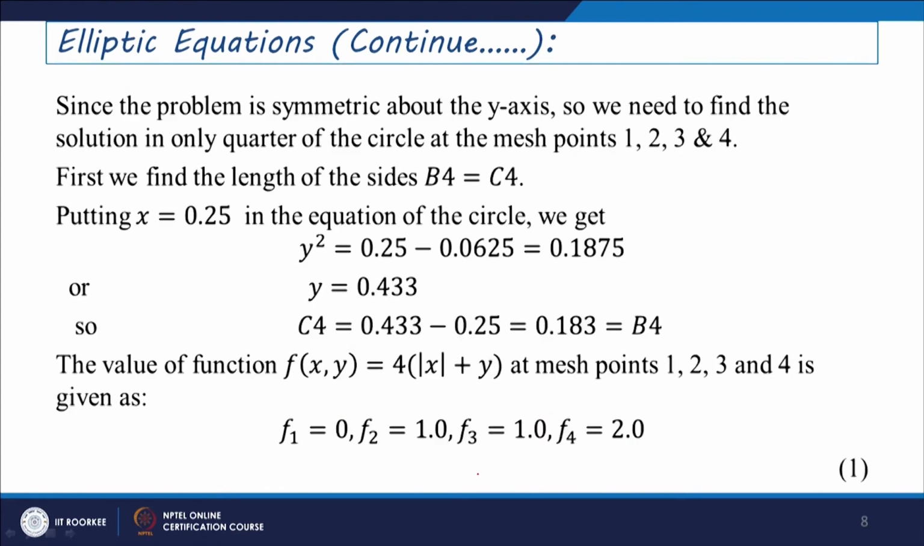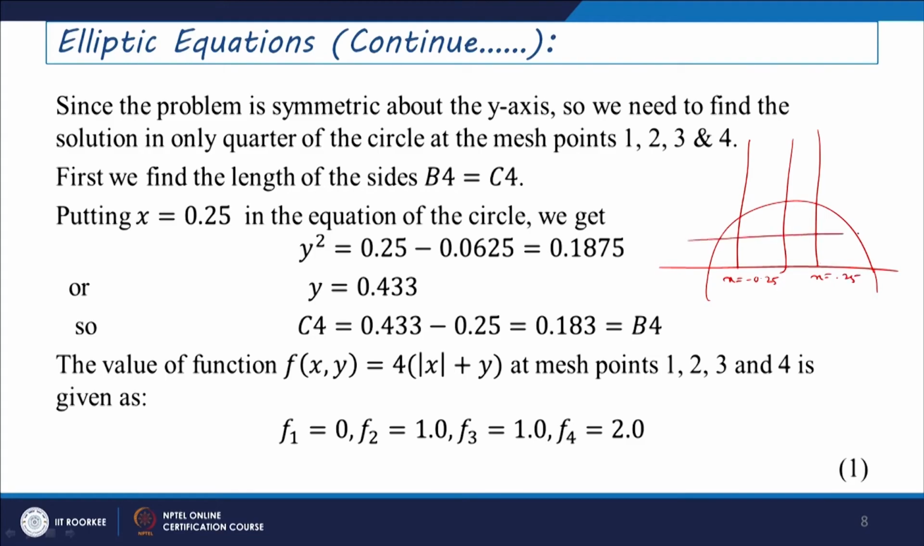If you go for the calculation of this problem here, then first we have to solve to get the sides B4 equals C4. So, if you put x equals 0.25 at that grid point and start the computation of this domain, it is given that this domain is subdivided into two parallel lines, x equals minus 0.25 and x equals 0.25 here, and we will have a parallel line here.